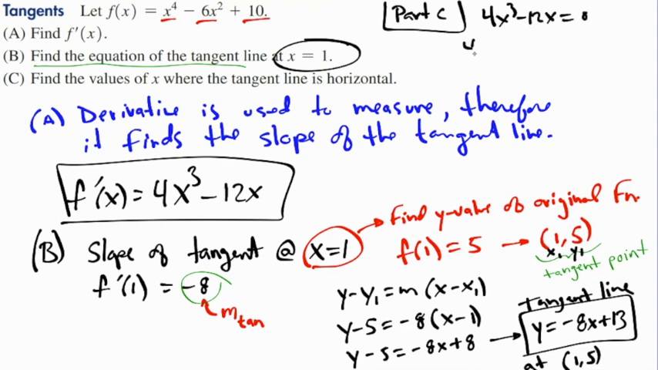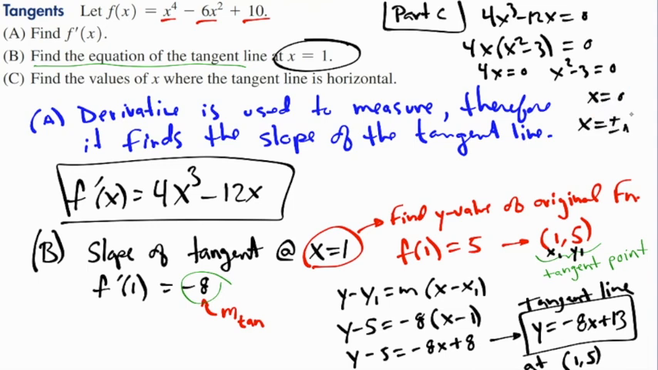So we can factor out a 4x, and that leaves us with 4x times x squared minus 3, and we set each of the factors equal to 0. So we get x equals 0 and x equals plus or minus the square root of 3. And that's your answers to part C. Those are the x values that will give us a tangent line that is horizontal.